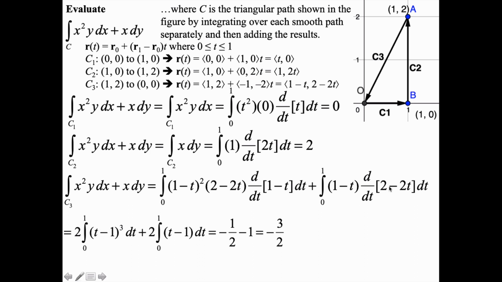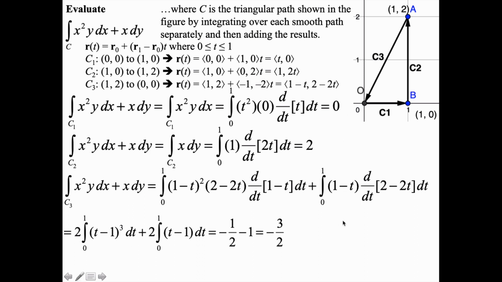And over here, taking out the 2 once again, the derivative of 1 minus t is just negative 1. Here we have another 1 minus t times negative 1, which is t minus 1. So these are very familiar integrals, and if you use your integral techniques, you will get negative 3/2. So that completes the circuit, if you will. We started at the origin and we wound up back at the origin. Notice we have this counterclockwise orientation of the boundary curves coming together. Each of them is piecewise smooth.